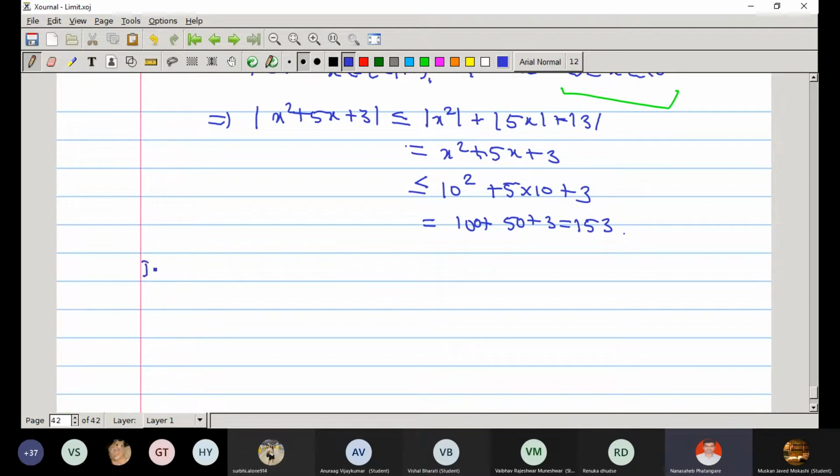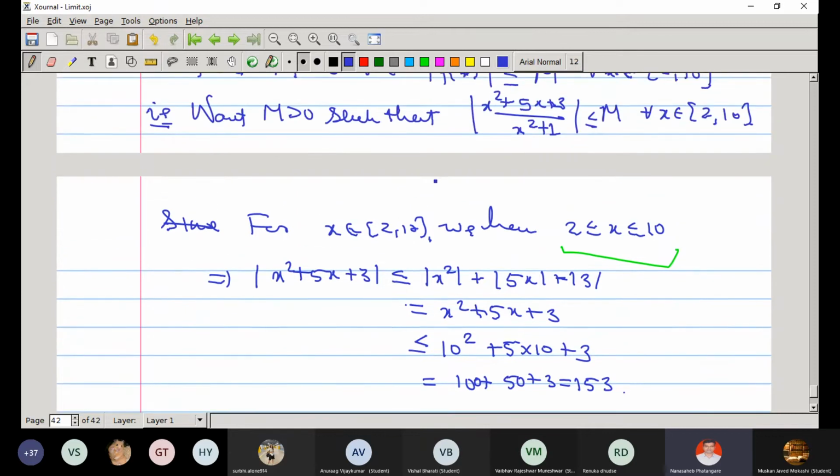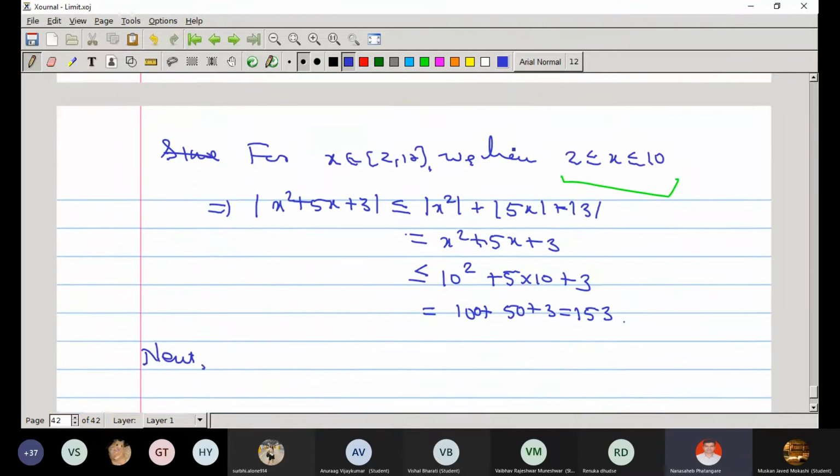Next, we want to find m which will bound this expression. That means we should find an upper bound for the numerator. And what about the denominator?